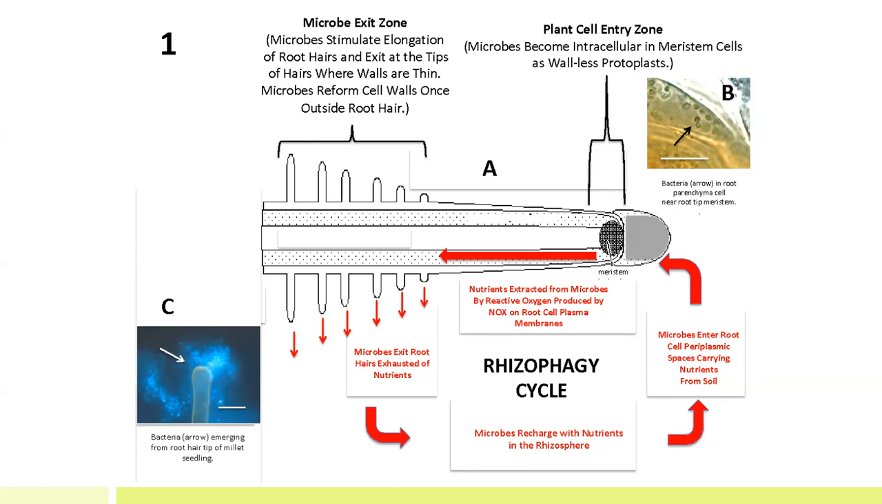What they found out was, in fact, that these were bacteria. So fast forward to 2019, a group of scientists at Rutgers University, led by Dr. James White, discovered that this was actually a cycle. As you can see in this picture, the bacteria were entering from the root meristem.